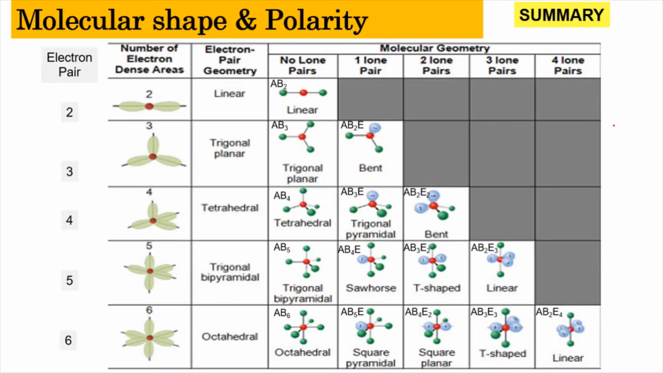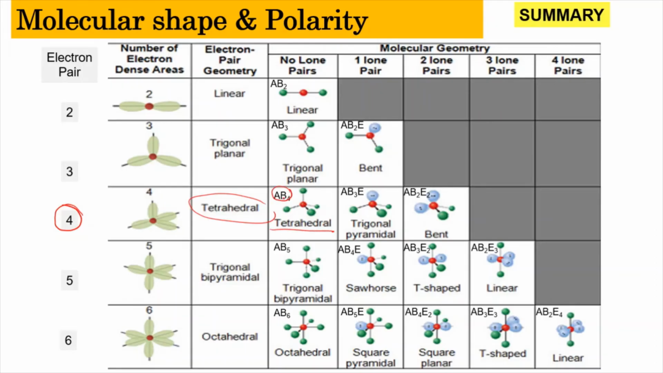So in this page here, it shows the summary of what we have learned so far. On the left hand side here, it shows the number of electron pairs. For example, electron pair number 4. So when it has 4 electron pairs, we can have various shapes. So the electron pair geometry is going to be tetrahedral. And when all the electron pairs are bonding pairs, it's going to be AB4, which is tetrahedral.